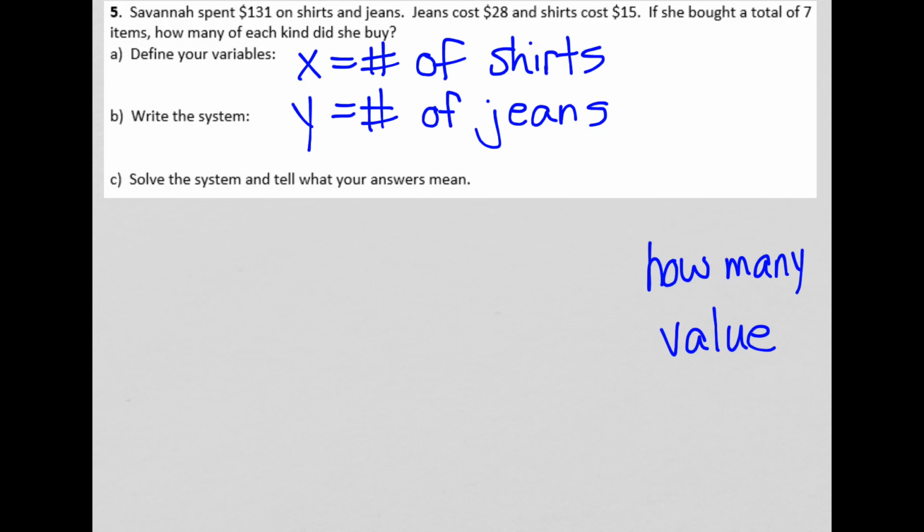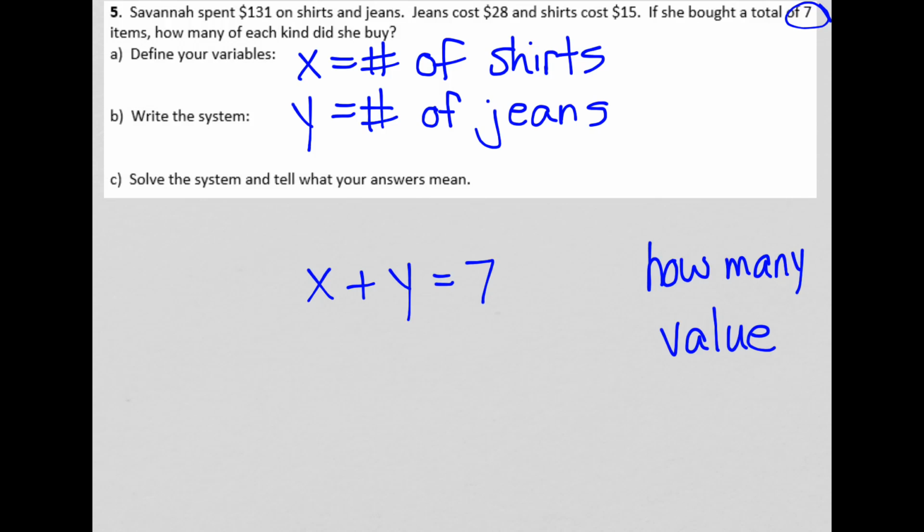Okay, how many shirts did she buy? I don't know. That's why we called it X. How many jeans did she buy? I don't know. We called it Y. But how many did she buy altogether? 7. She bought 7 altogether. So the number of shirts plus the number of jeans equals 7. That's my how many equation.